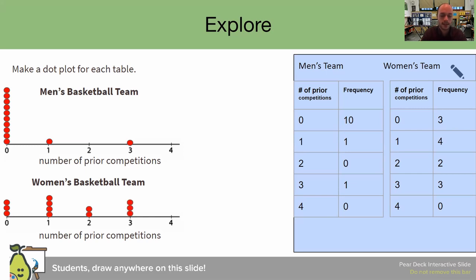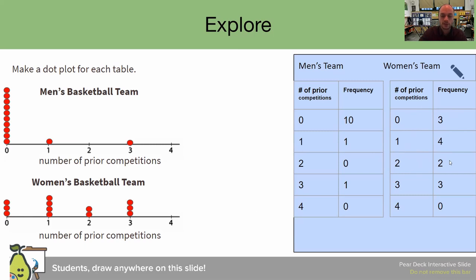At this point, we can see that the dot plot for the men's team matches the frequency table we have to the right. In addition, the dot plot for the women's basketball team matches the women's table to the right. We can see this because for 0 prior competitions we had a frequency of 3, and that translated to 3 dots. Then for 1 prior competition, 4 athletes said yes, they had 1 prior competition, so we used 4 dots.